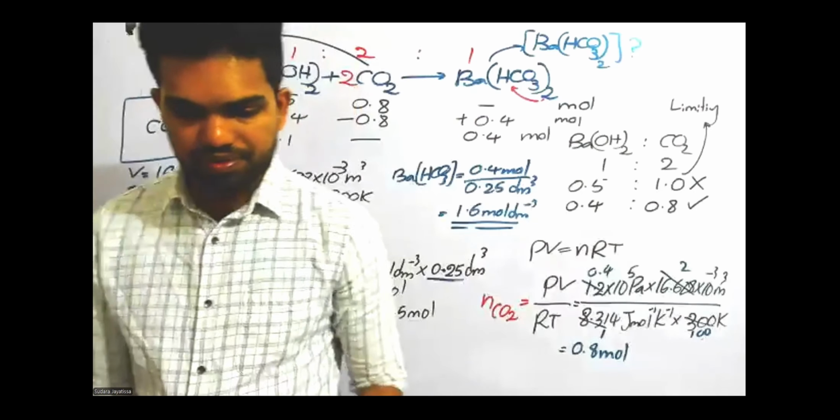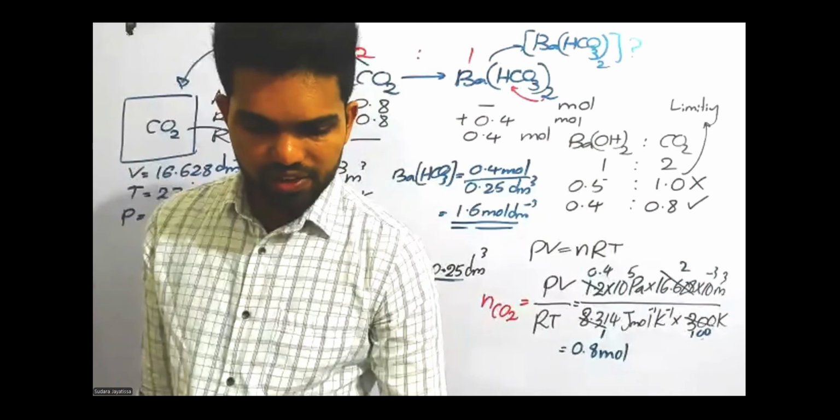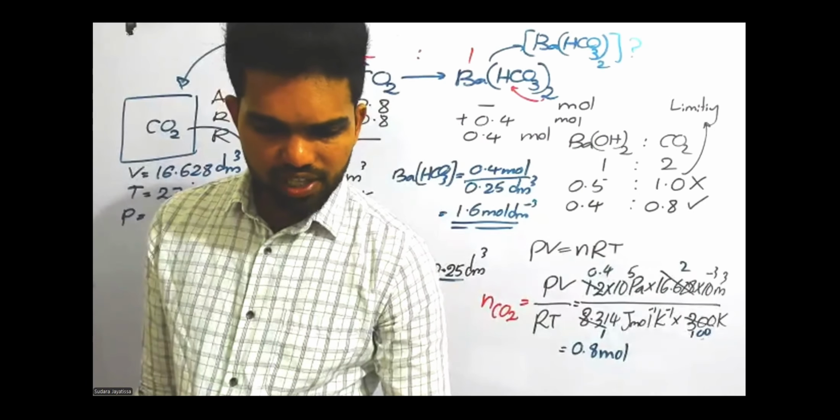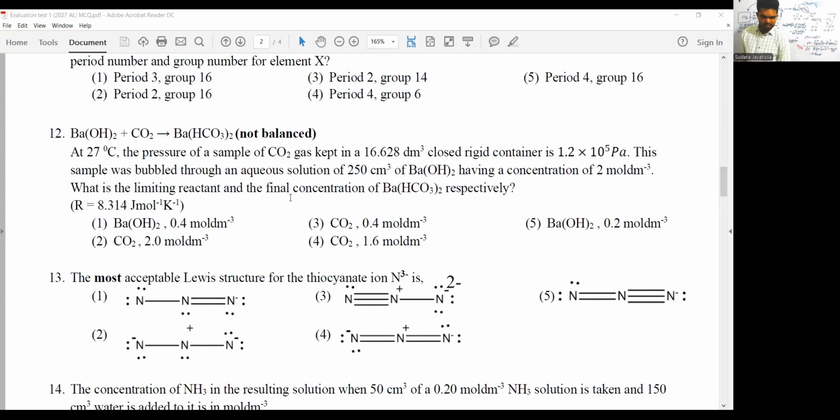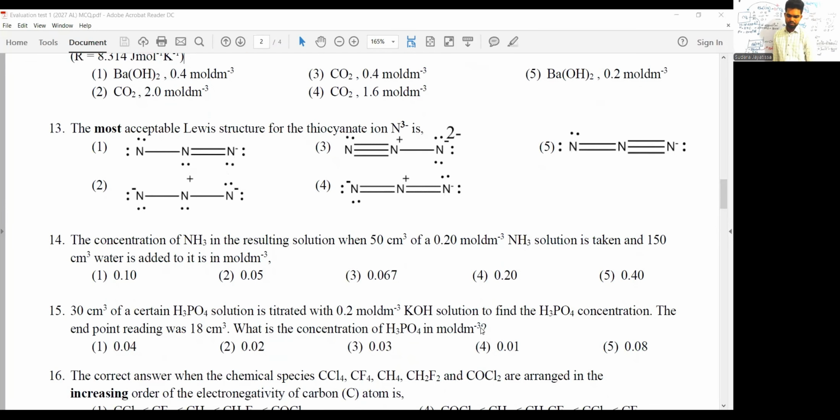Is that clear? So now we finish the question. Let's check our answer. The limiting reactant is carbon dioxide, then the concentration of barium bicarbonate is 1.6. Answer is answer 4. So we did the 12th one. The 13th one is from the bonding lesson again.